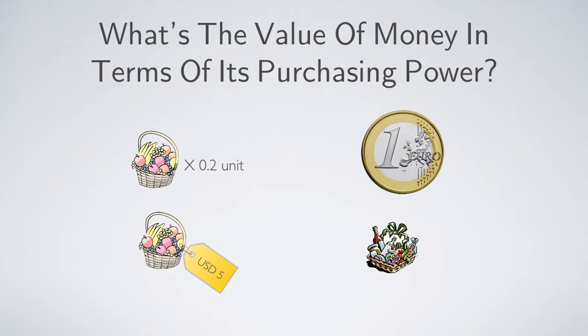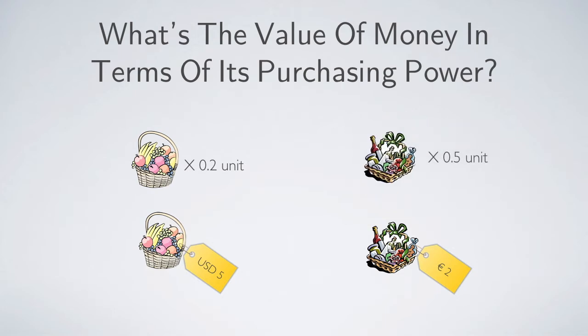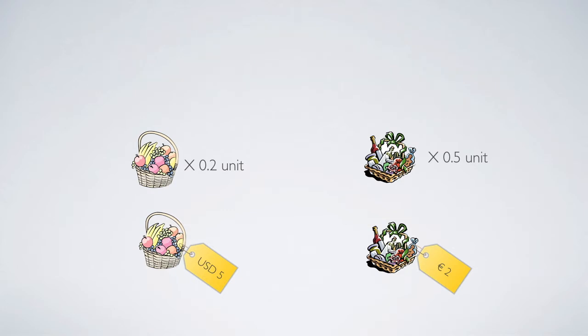Following the same argument, if euro basket costs 2 euros, then owning 1 euro is like owning the purchasing power of 0.5 unit of euro basket. So if we use the notation P to denote US basket price, then the purchasing power of $1 is 1 divided by P. If we use PF to denote the basket price of euro basket, then owning 1 euro is equivalent to owning 1 divided by PF units of euro basket purchasing power.